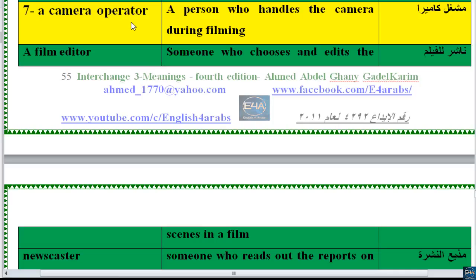Unit 14, Part 2. Words of Unit 14, Part 2. Words of Exercise Number 7. A camera operator. British, operator. American, a camera operator. A person who handles the camera during filming. A film editor. Someone who chooses and edits the scenes in a film.